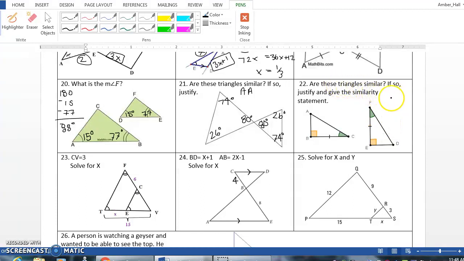Are these triangles similar? 22. If so, justify and give the similarity statement. So again, I see that B is congruent to E and C is congruent to F. So I do have enough information to say that they are similar by the angle-angle postulate. And I know that triangle ABC is similar to triangle DEF.